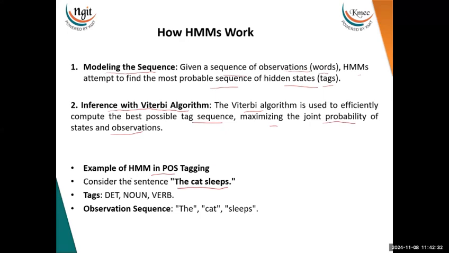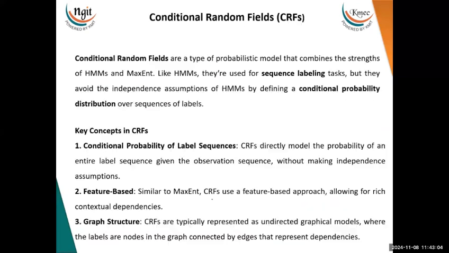So now it has got the tags here. It has tagged the as determiner, cat as noun, and sleeps as verb. This is the tag given for each word in the sentence. And the observation sequence is this: the cat sleeps. Okay, so determiner followed by a noun, then followed by a verb. This is what the sequence is.